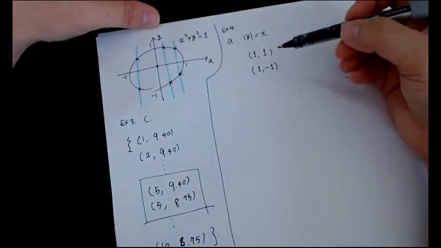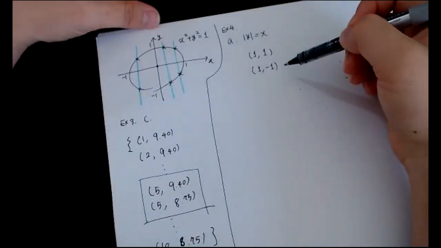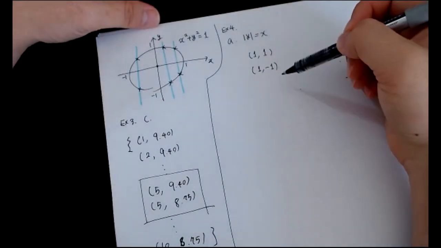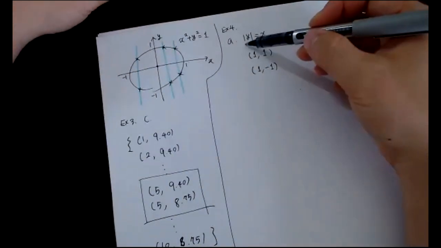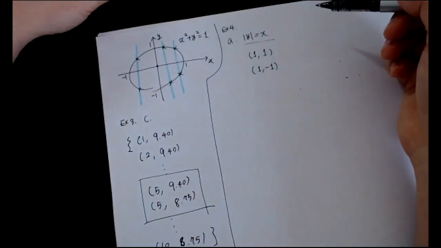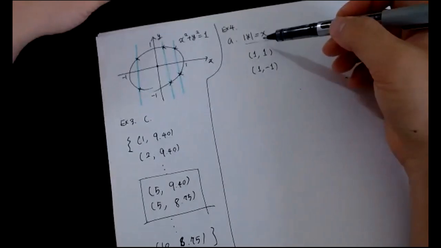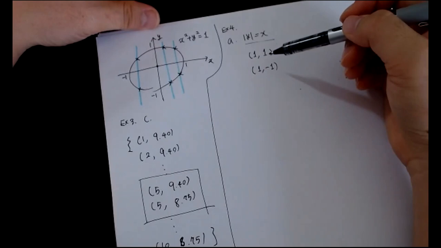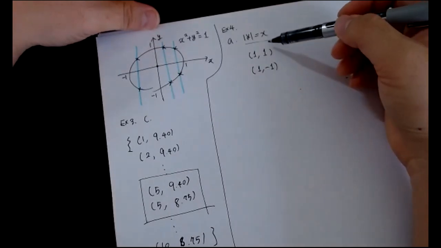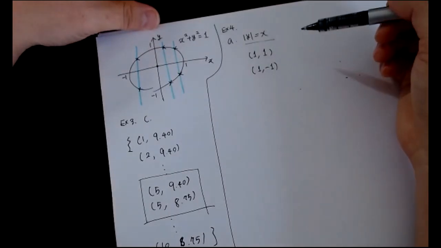You see that here, 1, 1 and 1, -1, these two ordered pairs have the same first, different second. So in this equation, y is not a function of x, right? So the answer is no. This equation is not a function, okay?